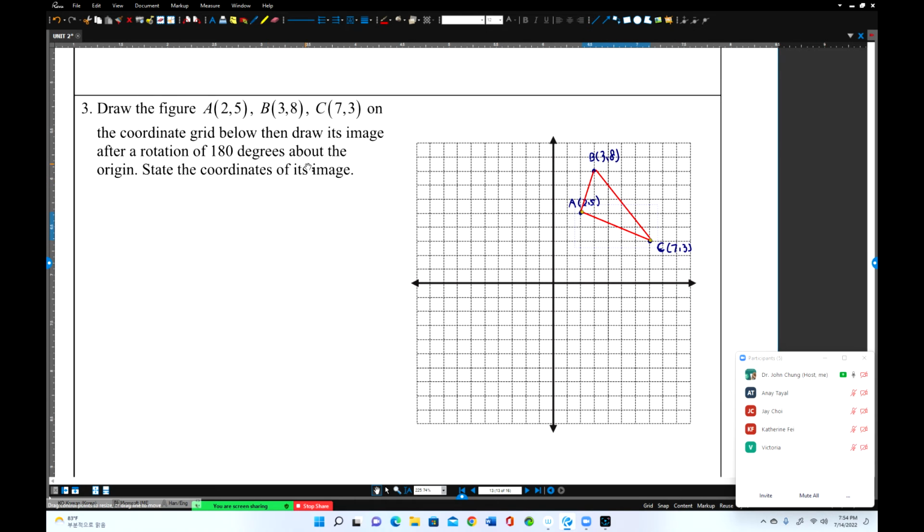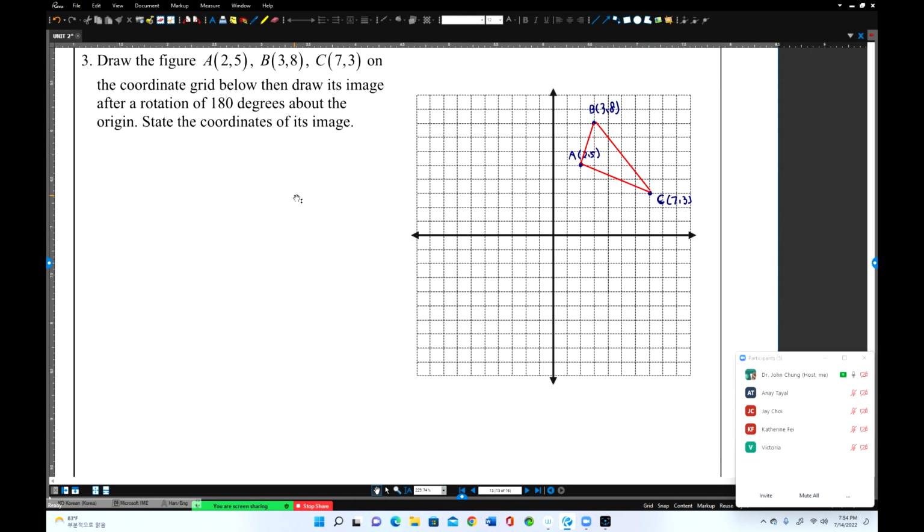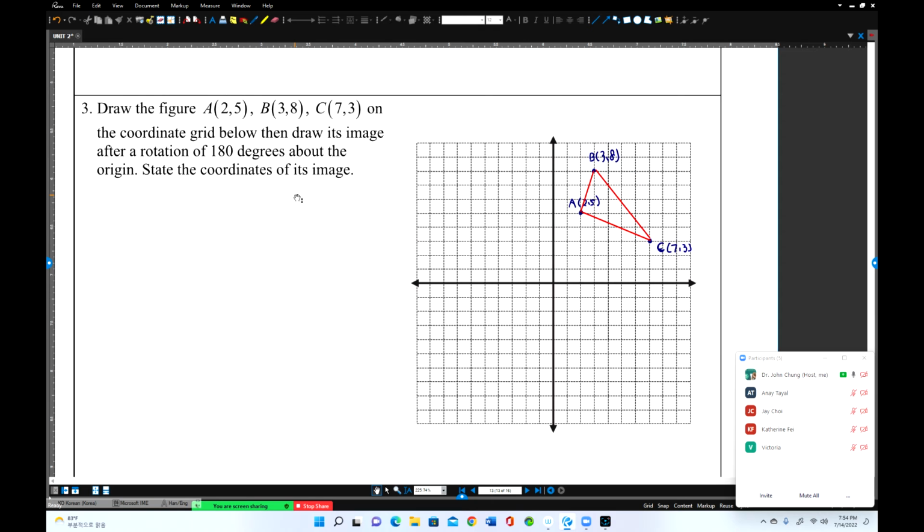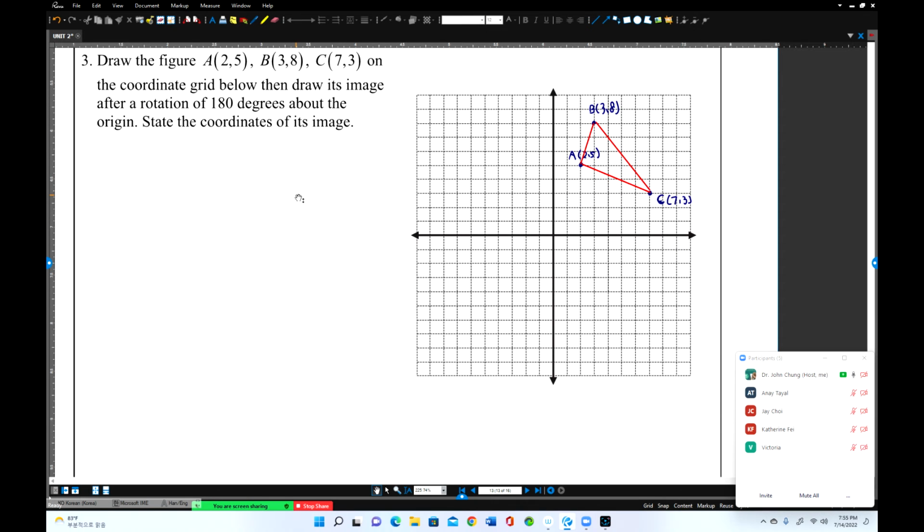Now using each coordinate, we can make a graph. A is 2 and 5, B is 3 and 8, and C is 7 and 3. Rotate 180 degree, or you can use 180 degree counterclockwise. You can use this, but this is better.